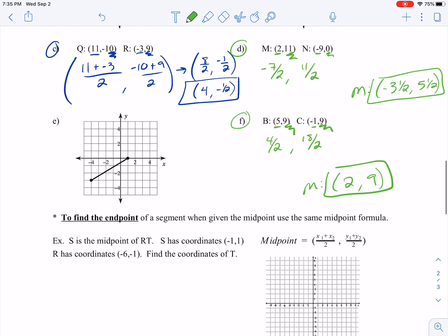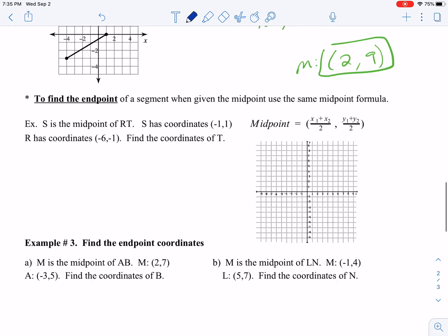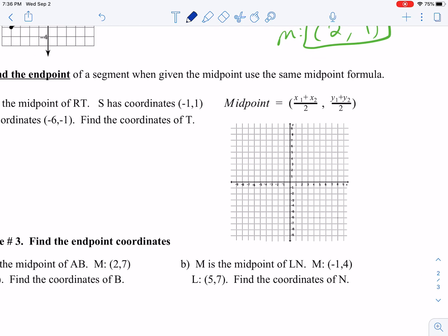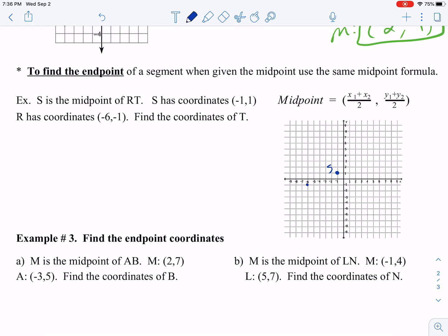Okay, the last thing you might be asked to do is you might be given the midpoint, and you might be asked to find one of the endpoints. So let's do that on this example. You are given S and R. Let's label both. So S is at -1, 1, and R is at -6, -1. And we're told that S is the midpoint.